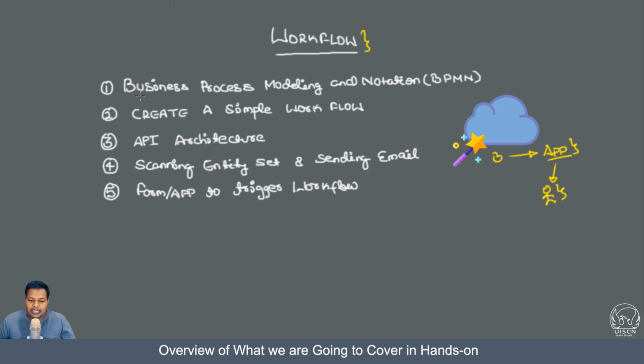Now this is the abbreviation. We have business process modeling notation. So that's what workflow is. Workflow is basically a set of tools which you can utilize to model your business process. In short, it is also referred to as BPMN.